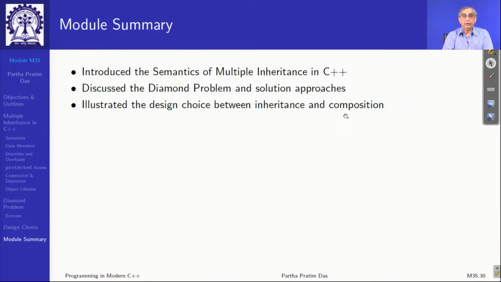So, we have talked about multiple inheritance and the diamond problem and the solution approaches. They all have different semantics, and particularly the design choice between inheritance and composition.